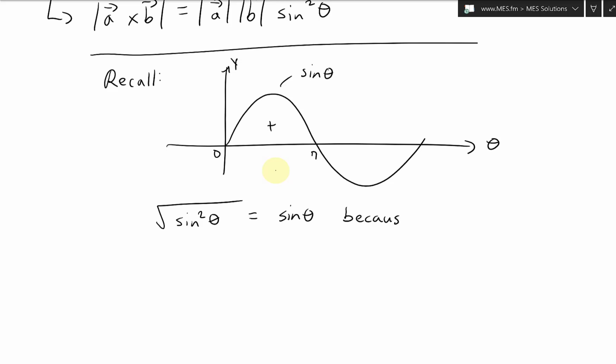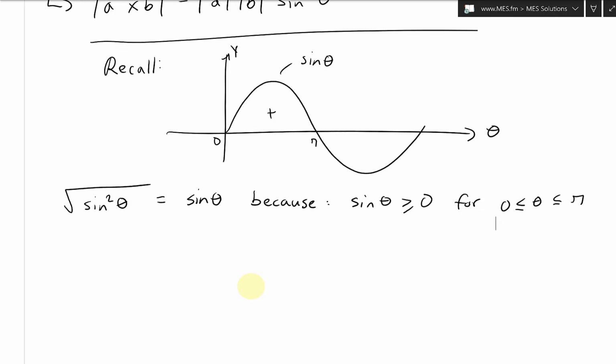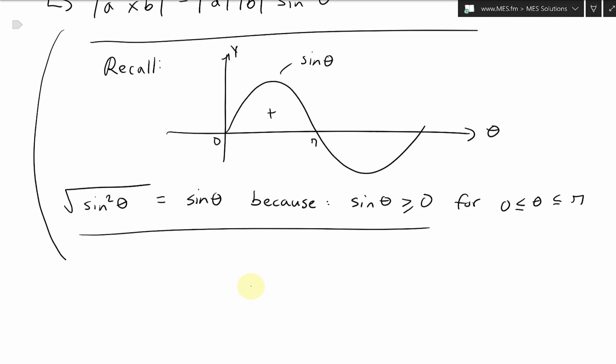And then write because sine theta is greater than or equal to 0 for theta less than or equal to pi, or 180 degrees, and greater than or equal to 0. Alright, so thus we have, put it like this, and drag this out here.